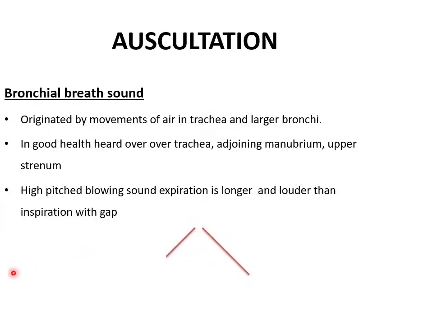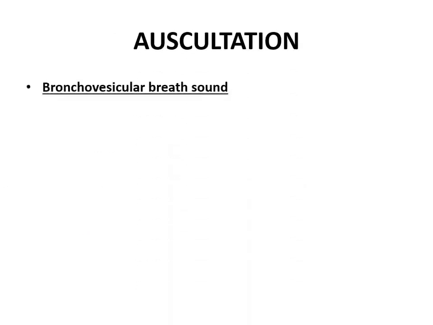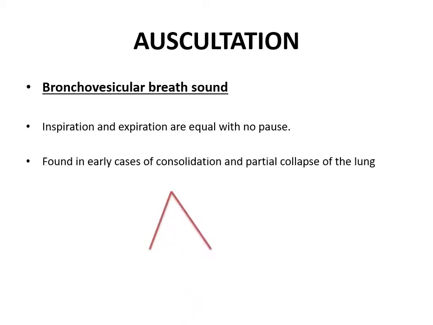So in vesicular, inspiration was longer, whereas in bronchial, expiration is longer. In vesicular, there is no gap between inspiration and expiration sound, whereas in bronchial, there is a gap. And bronchial is best heard over the trachea, whereas vesicular over the periphery. Bronchovesicular breath sounds: here inspiration and expiration are equal with no pause. Found in early cases of consolidation and partial collapse of lung.